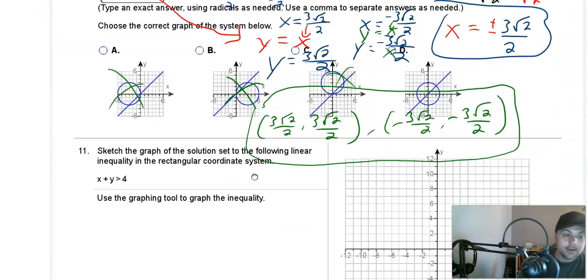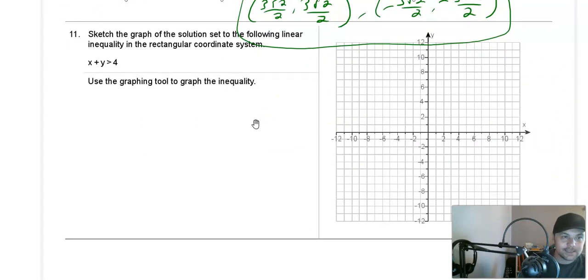All right. So let me see if I can do these quickly because I'm really sorry about the length of this video. I'm not trying to waste your time. Sketch the graph. It's already past 5 o'clock. I'm ready to be done too.